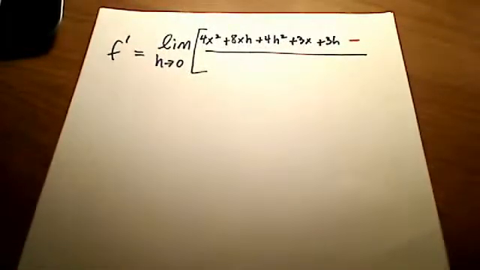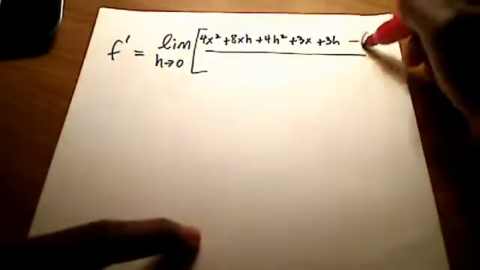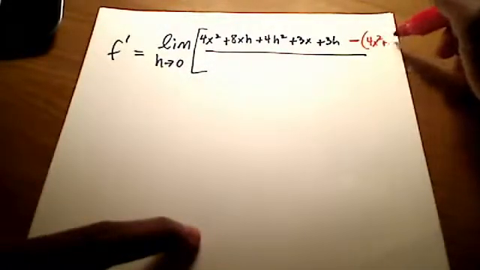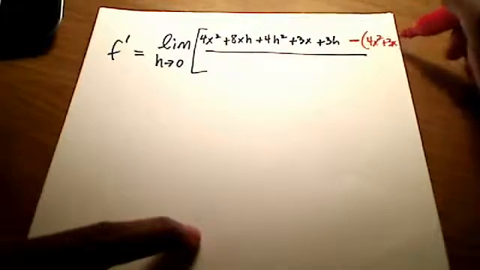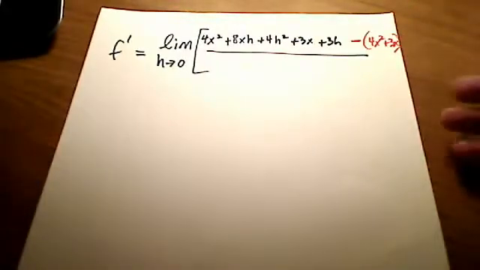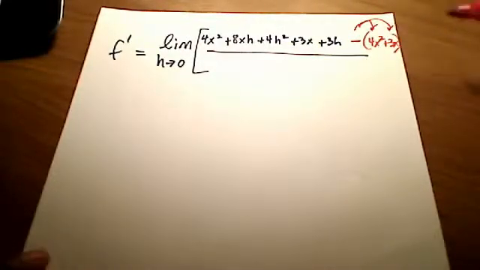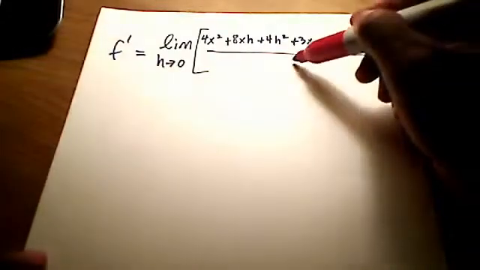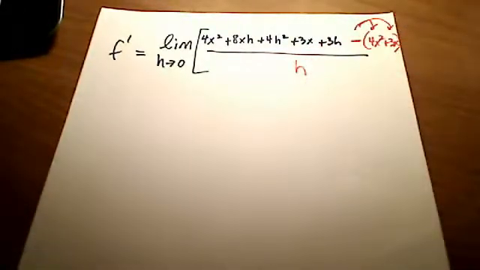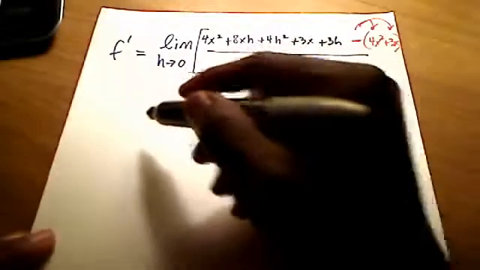But my f of x, which we were told a second ago, is 4x squared plus 3x. Now I'm putting this in parentheses on purpose, because this minus sign affects both of them, or all of the terms that come after it. Now the bottom of all that is just a simple little h.